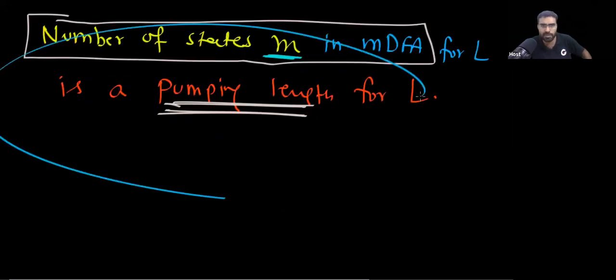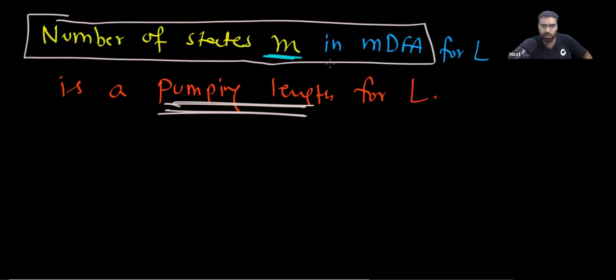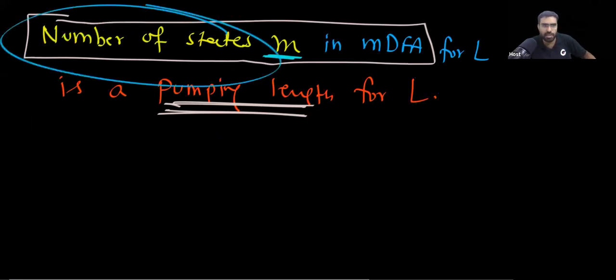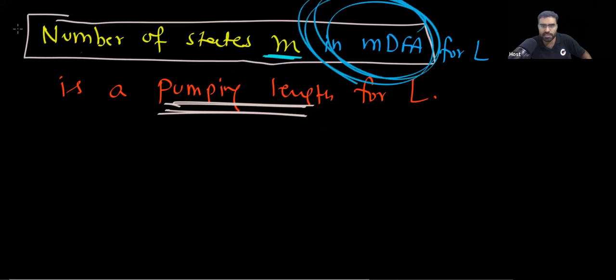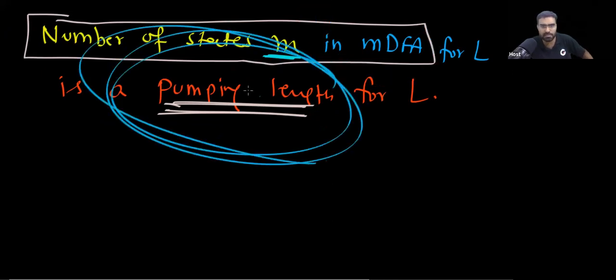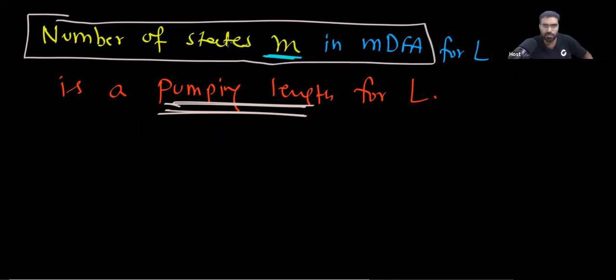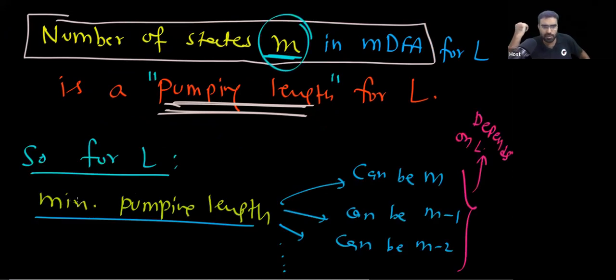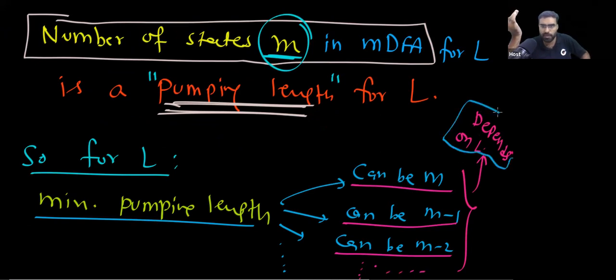Look at this statement: for any regular language, the number of states in the minimal DFA is a pumping length. So the minimum pumping length can be M, it can be M minus 1, M minus 2, and so on. It can be 1 also. This depends on L.